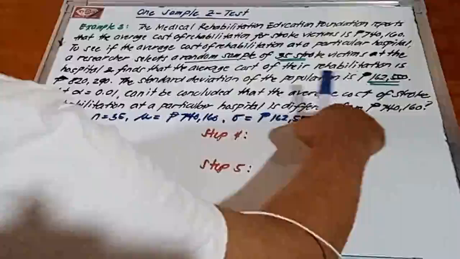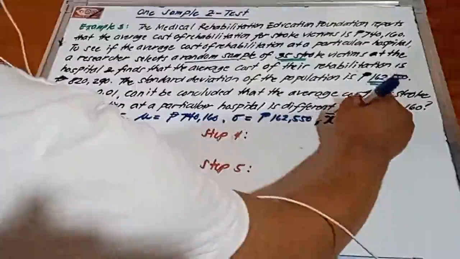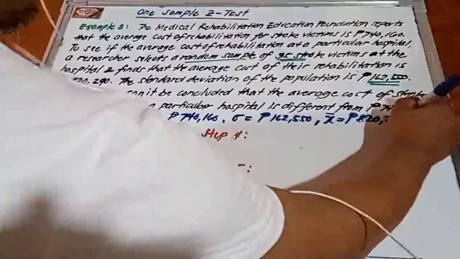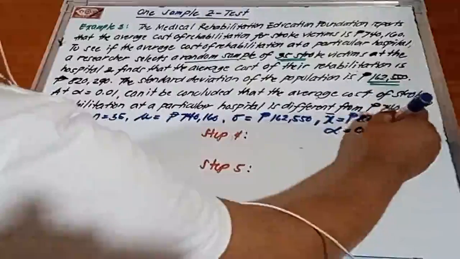820,290 pesos. Ito yung ating X bar. Okay? And our alpha is 0.01. Okay?